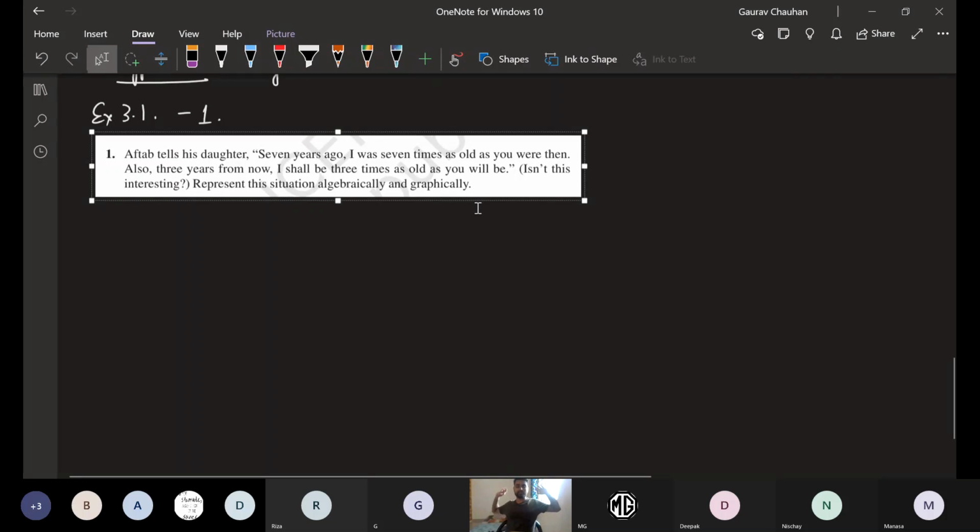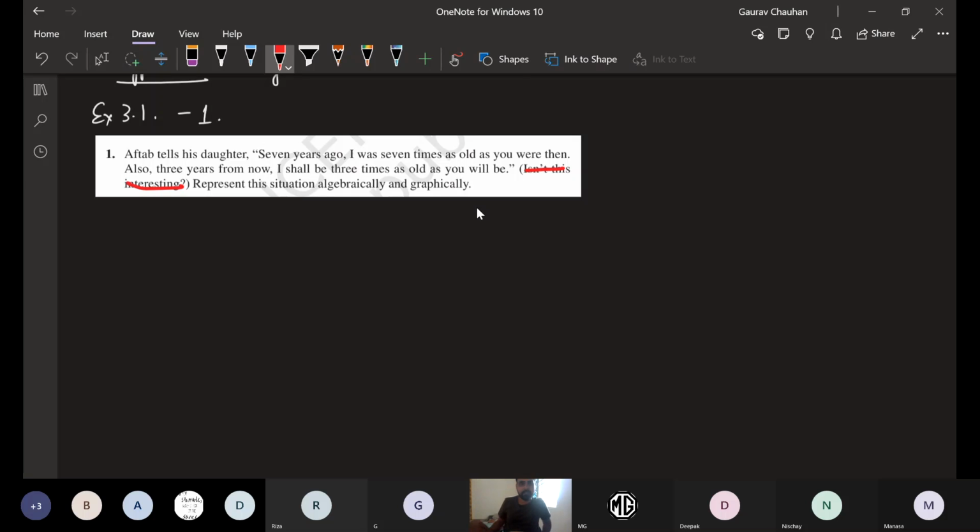Aftab tells his daughter, 7 years ago, I was 7 times as old as you were then. Also, 3 years from now, I shall be 3 times as old as you will be. Isn't this interesting? Random stuff they are telling. Represent the situation algebraically and graphically.